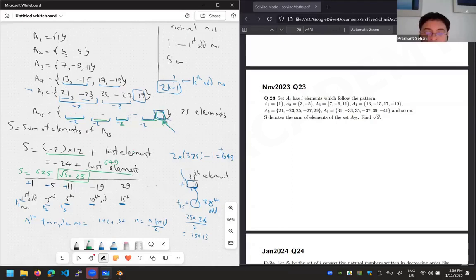Yes, Harshvardhan. Sir, can you explain why S is equal to -2 into 12 plus the last element? Because if you take A5 as an example, what are the first two terms? 21 and -23. So their sum is -2, right? And like that, every consecutive two elements have a sum of -2. The same pattern will be true for A20. So A25 has 25 elements. Ignoring the last element, the remaining 24 elements will be grouped into pairs like this, so that I'll get 12 such pairs, right? Yes, sir. Okay.